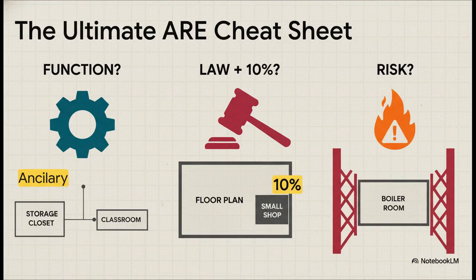When you see a question, just run through this checklist. First, is it about function? If it's a support space like a janitor's closet or a hallway, it's ancillary. Second, is it about law plus a size limit? If it's a different occupancy that's under that 10% threshold, it's accessory. And third, is it about risk? If it's a hazardous space like a boiler room, it's incidental, and your brain should immediately start thinking about fire separation. Function, law, risk. That's your mantra.